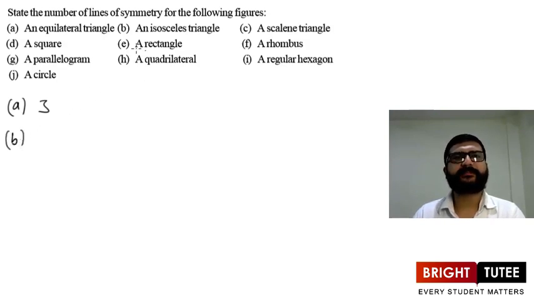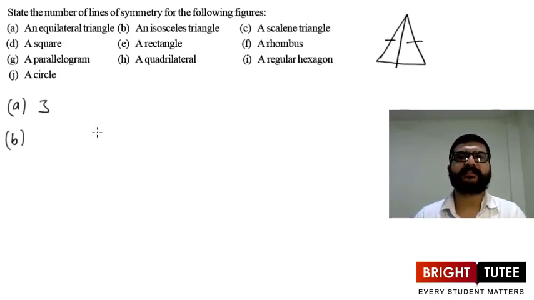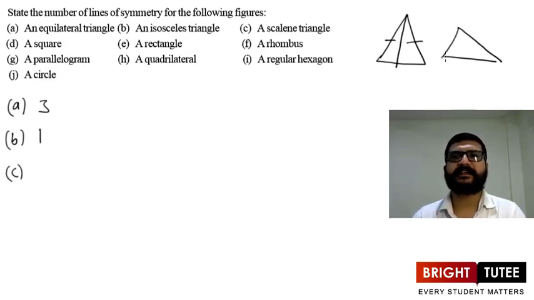Now the B part of the question, an isosceles triangle. Suppose we are having an isosceles triangle like this. Here this side is equal to this one, then there can be only one line of symmetry, that is this line. So the answer for this one will be 1. And then the third one is a scalene triangle. How many lines of symmetry can we have for a scalene triangle? Can we have any line of symmetry for a scalene triangle? Let's suppose here is the scalene triangle, all the sides are different. We can't draw any line which divides this triangle into 2 exactly same halves. So the number of lines of symmetry will be 0 for this.